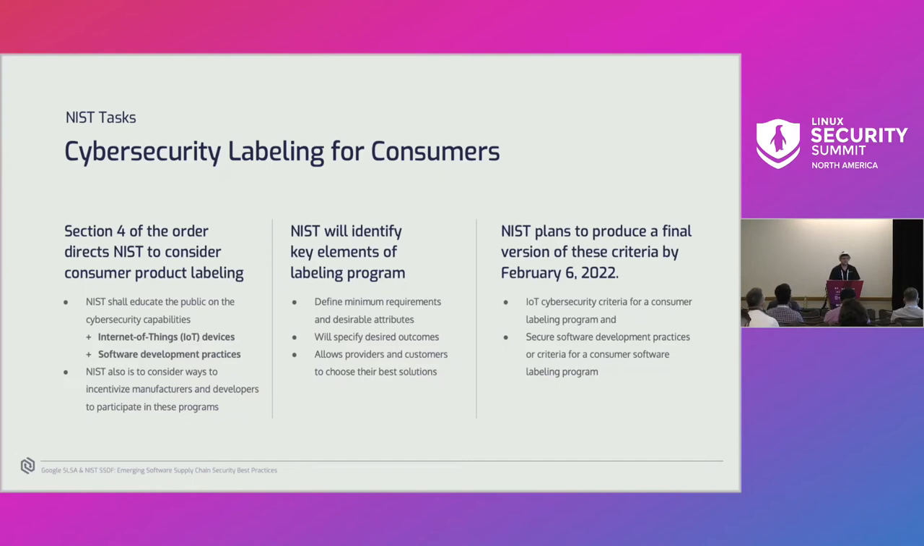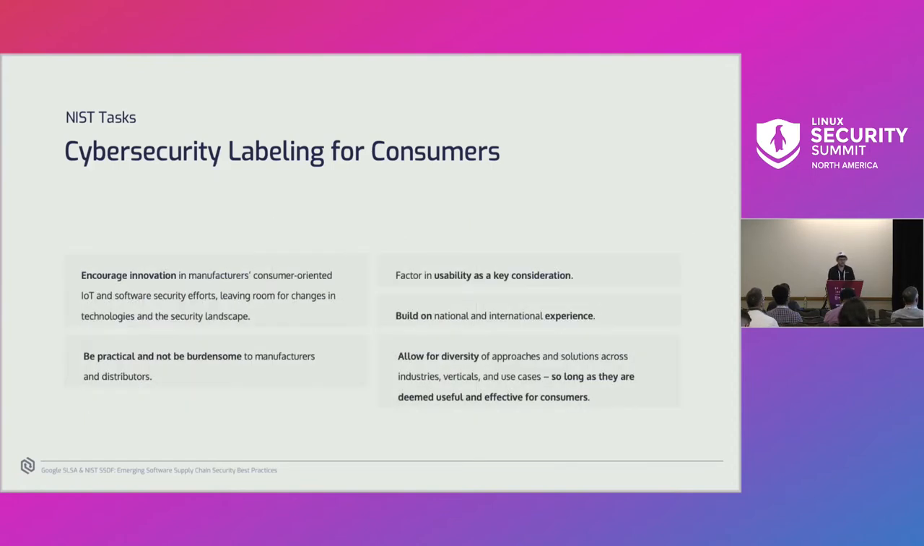Cybersecurity labeling for consumers, as I described, entails creating basic labeling to actually be able to describe security to customers in a consistent manner. NIST identifies key elements of this labeling program and has actually completely released a final version of this criteria, which is available for pretty much anyone to use. There are five key drivers behind this labeling. It's to encourage innovation, be practical and not burdensome, in other words, actually usable. Factor in usability as a key condition. Build on national and international experiences, in other words, using battle-tested strategies, and allow for a diversity of ideas, as long as they're deemed useful and effective.